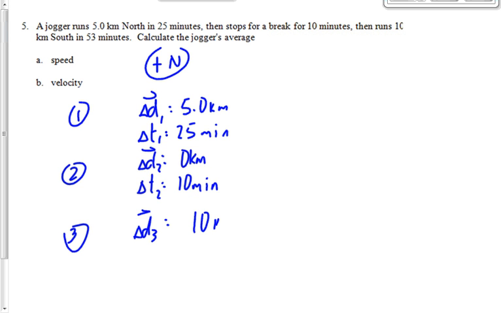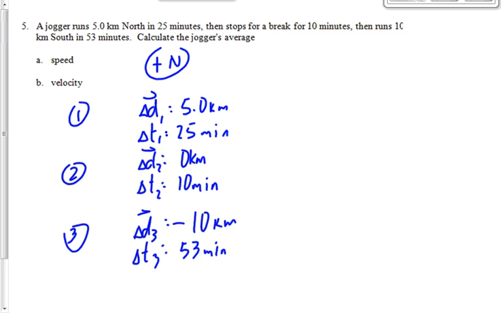Is that right? It's not right. What's wrong with that? The displacement in stage 3 should be negative 10 kilometers, right? Because it's to the south. I define north as positive, south must be negative. My time in stage 3 is going to be 53 minutes.